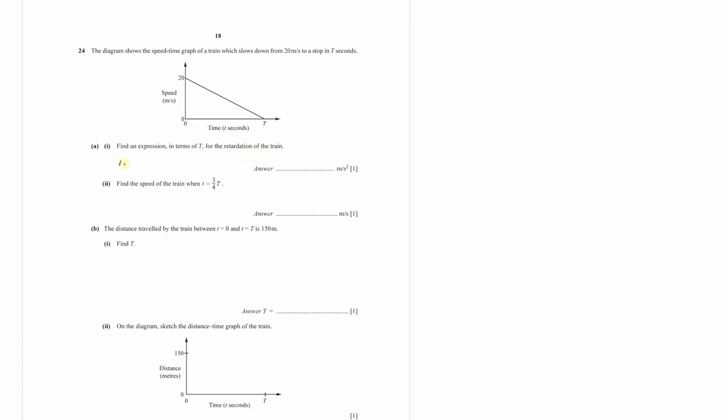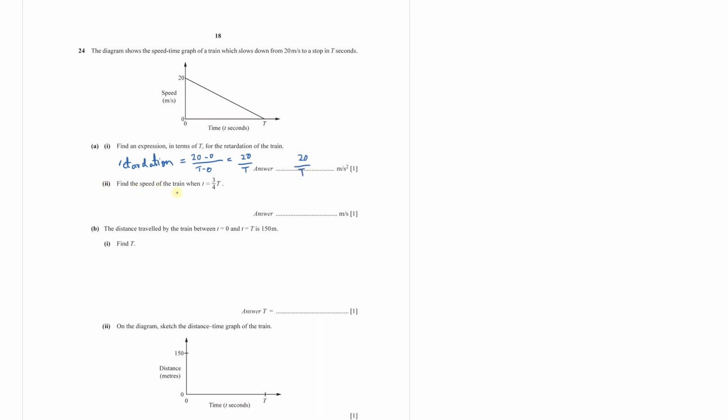So you know that retardation is given by the gradient, which is change in value on y divided by change in value on the x-axis, rise over run or fall over run. So this is retardation, so the value is decreasing. So your fall is 20. You go from 20 to 0. So this is 20 minus 0, and then your time duration is t minus 0, in t seconds. So your retardation would be 20 over t.